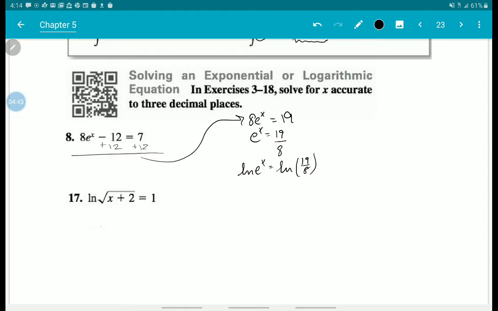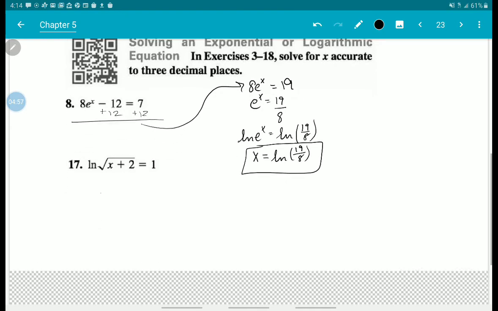So when we take the ln of e to the x, that's one of our properties of logarithms. That's going to give us x. So x is going to be equal to the ln of 19 over 8.